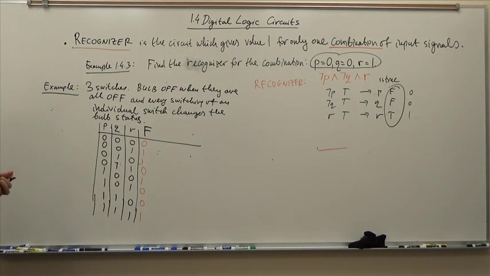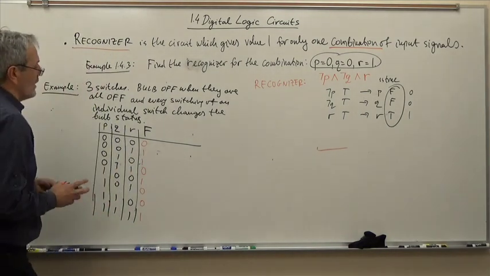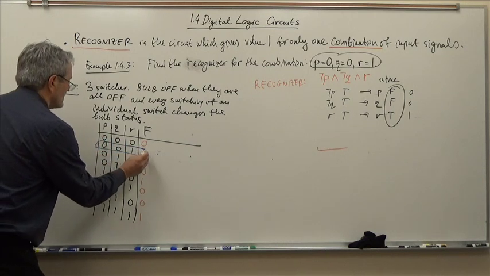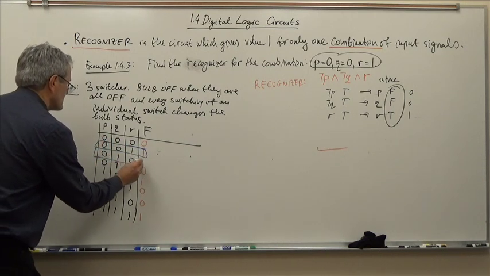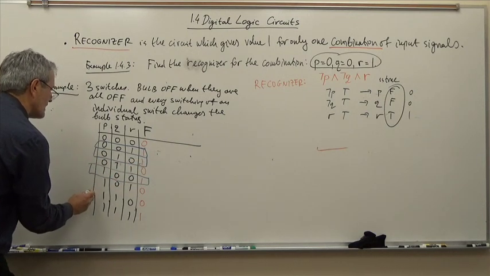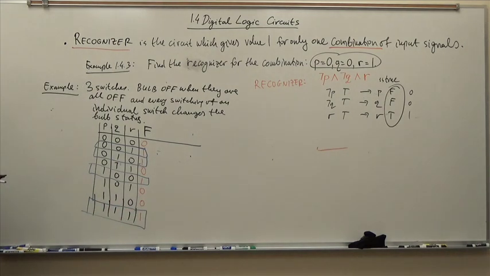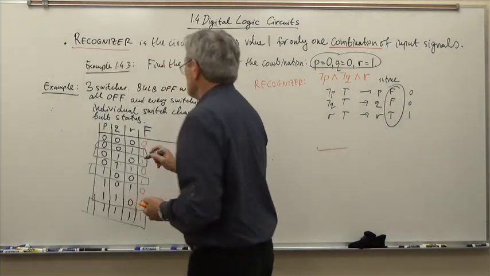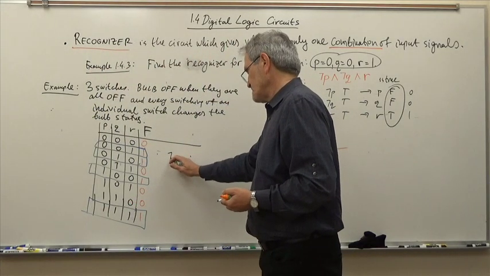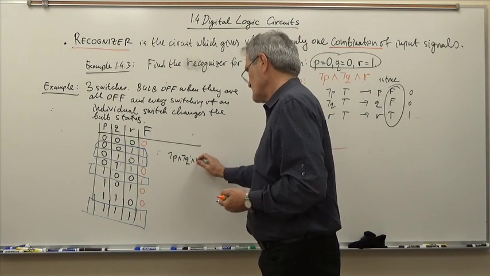Now you just record those that have 1s. I don't want this one. I want this one. I want this one. I want this one. And I want this one. And then what do I do? For each of them, I will make its recognizer. So the recognizer for this line would be not P, and not Q, and R.